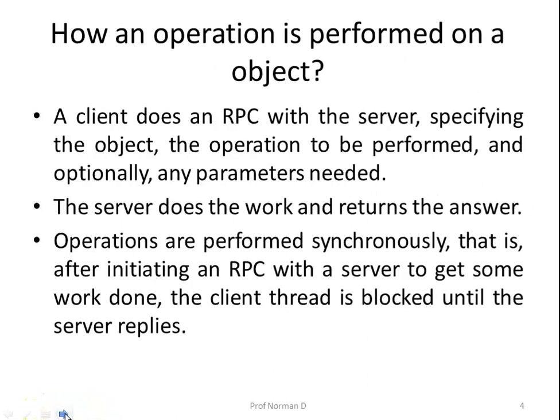Now, how is an operation performed on an object? To perform an operation on an object, a client does a remote procedure call with the server, specifying the object, the operation to be performed, and optionally any other parameters that are required. The server does the work and returns the answer. Operations are performed synchronously, that is, after initiating an RPC with the server to get some work done, the client thread is blocked until the server replies.